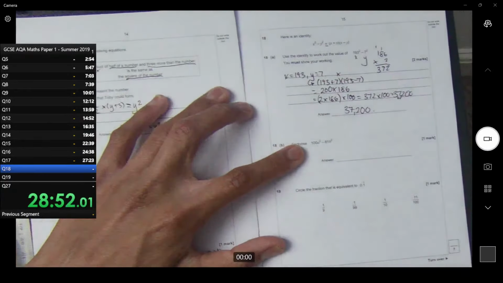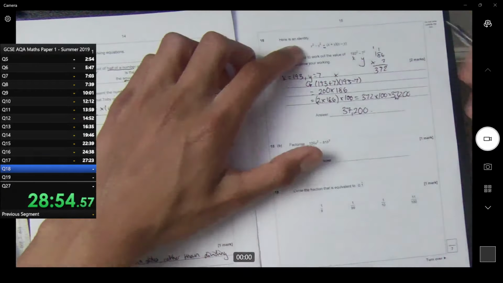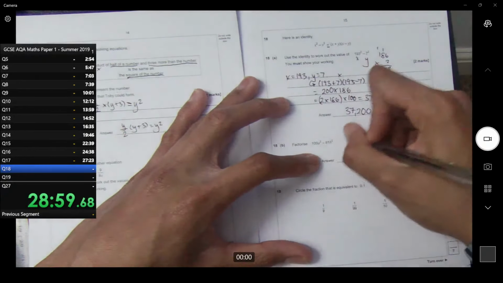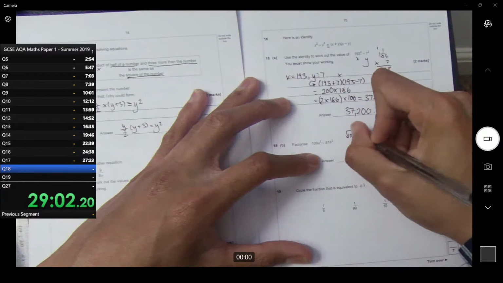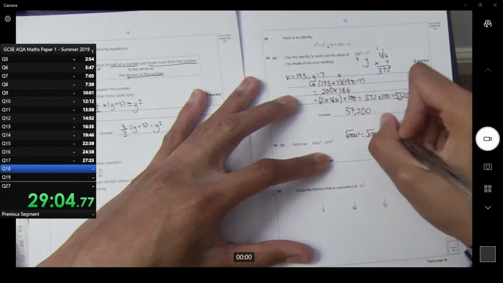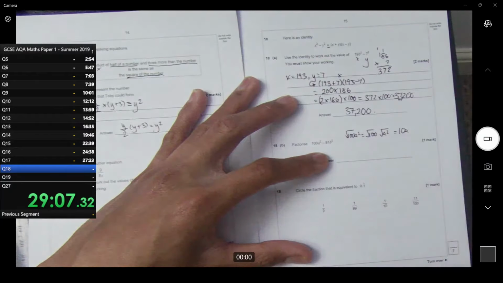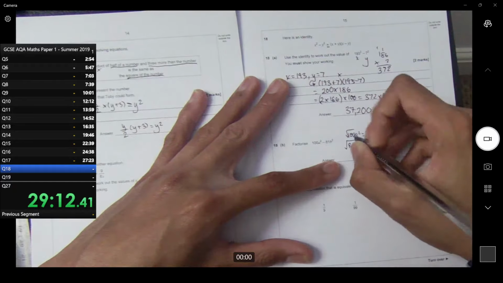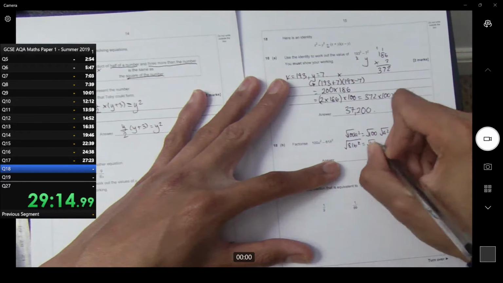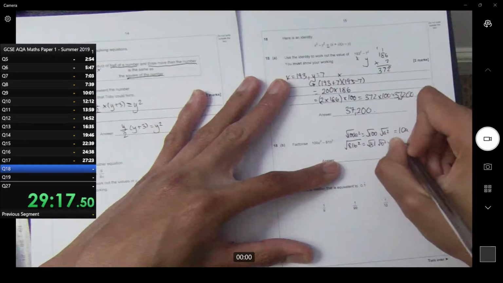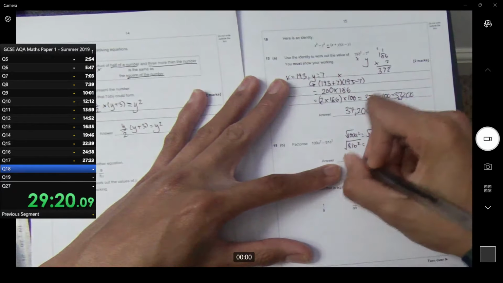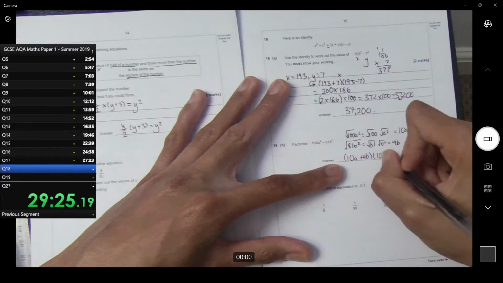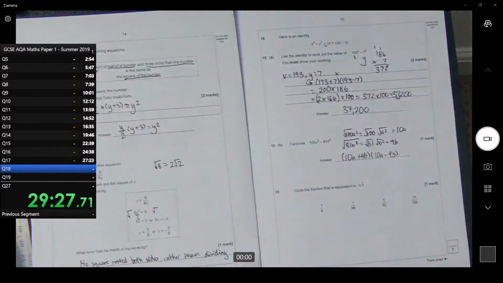Factorize this. So we square rooted the x squared and the y squared. So this gets us 9b. In the first bracket we get 10a plus 9b, and the second bracket 10a minus 9b. Okay, great.